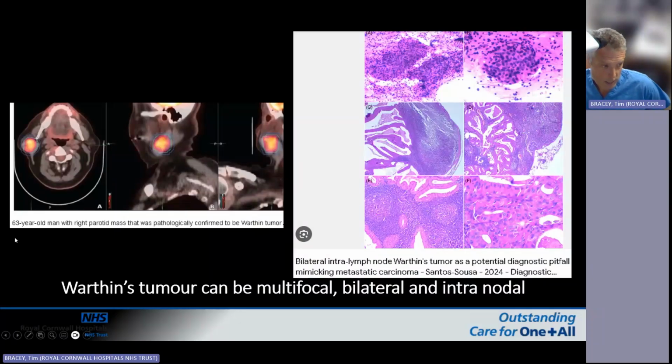And the other thing that can be tricky is that Warthins can be multifocal, bilateral, and even intranodal. They're extremely avid on PET scans as well. So it's probably the most common incidentaloma these days. If you do a PET scan, you're almost bound to, in an elderly male, find a Warthin's tumor as well. And then they end up needing to be taken out, or at least FNA'd.